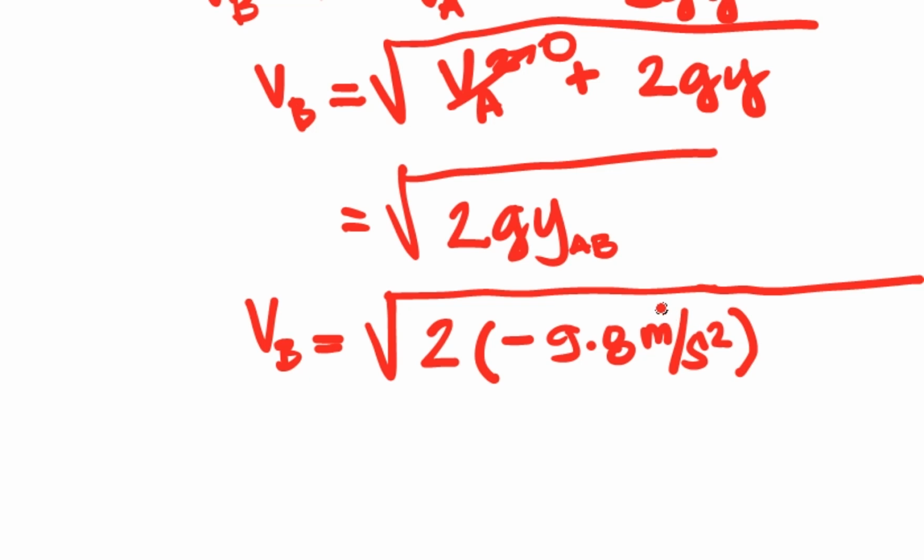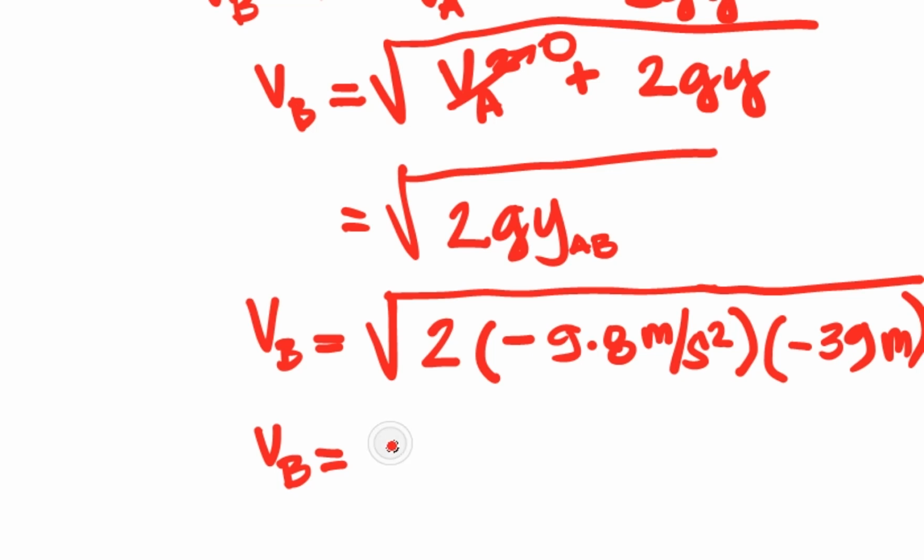Velocity is negative, going downwards, times negative 39 meters. So by solving this, we can get the velocity at point B to be negative 27.65 meters per second.